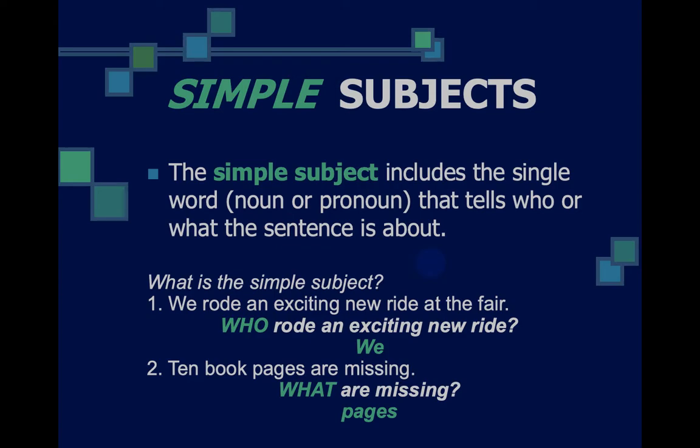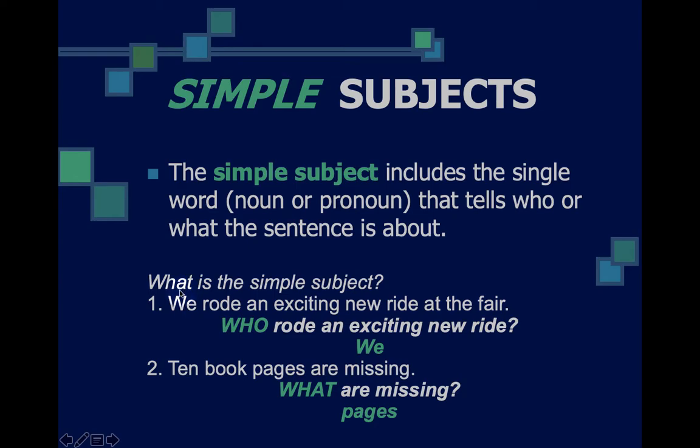What is the simple subject? It includes the single word, which could be a noun or a pronoun, that tells who or what the sentence is about. So who is the sentence about tells us the simple subject. For example, we rode an exciting new ride at the fair. Who rode a new exciting ride? Yes, we. So we is the simple subject.